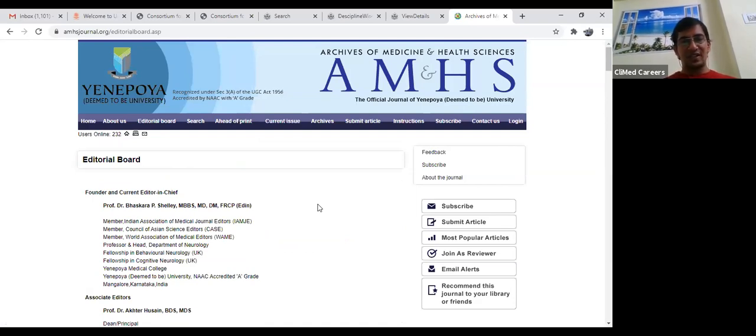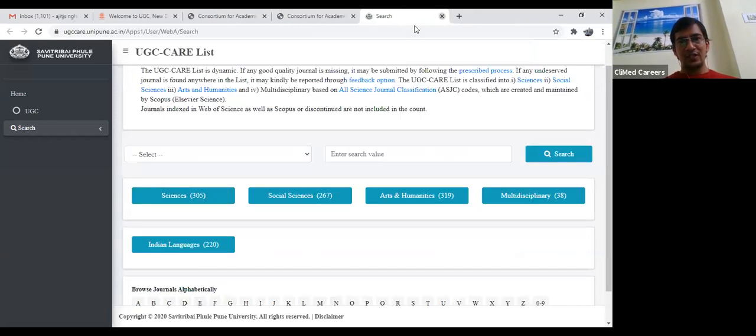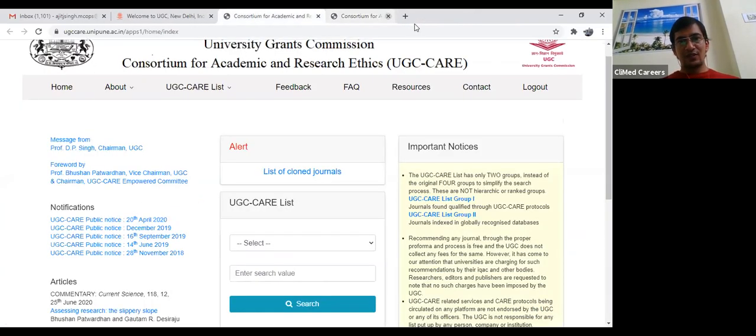They are not misguiding you, right? That's why they are peer reviewed and they are in the UGC list, right? So let's close the UGC list. I think you are now good to go and find out the UGC CARE journals, right?